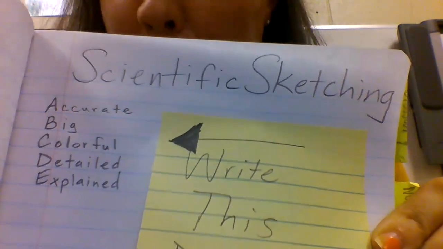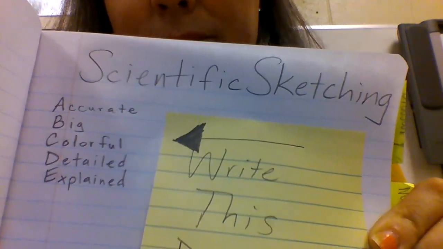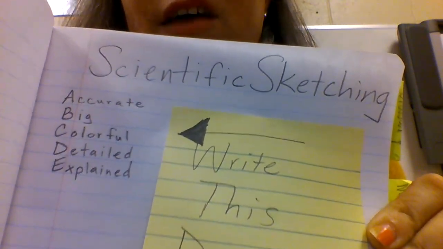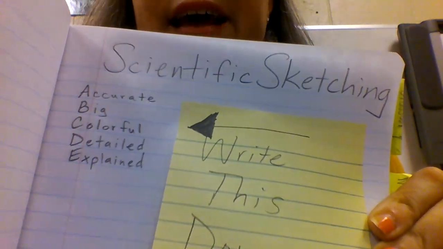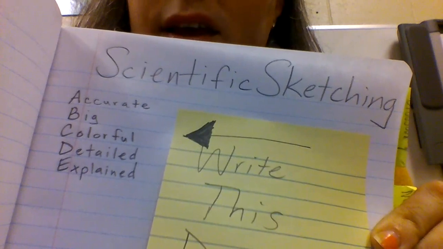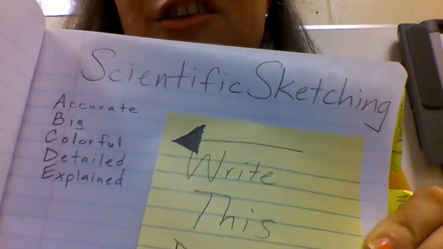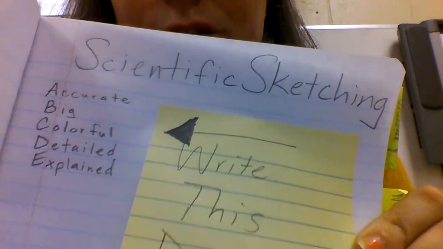Scientific sketches have to be big. The idea is to show or demonstrate something. Scientific sketches have to be colorful. You need to add color to them so that they mimic life. Scientific sketches have to be detailed. You are providing information, not artistic expression, okay?